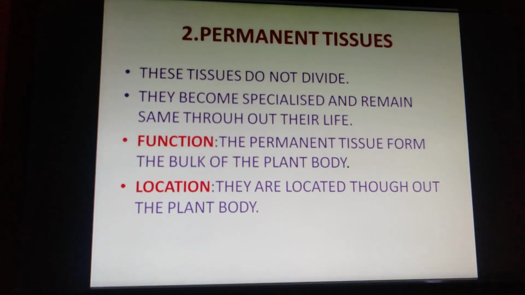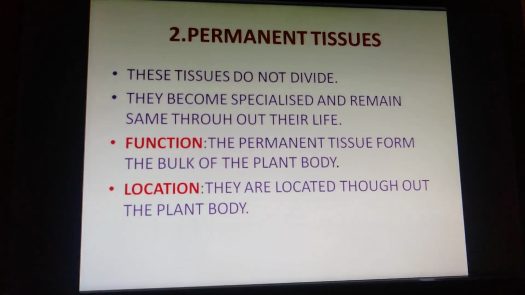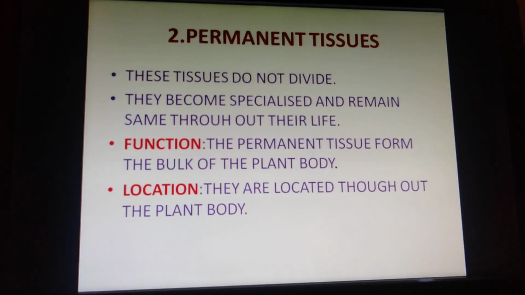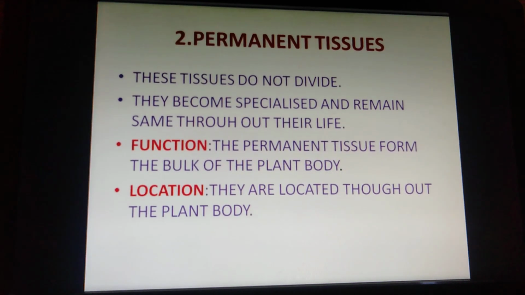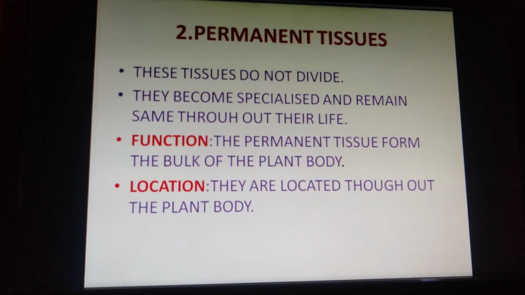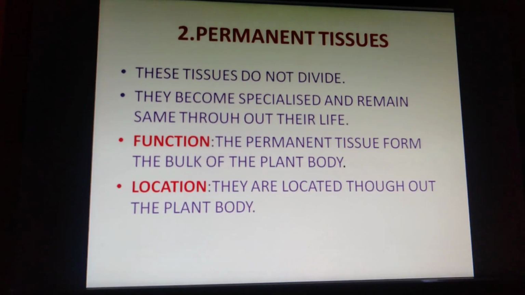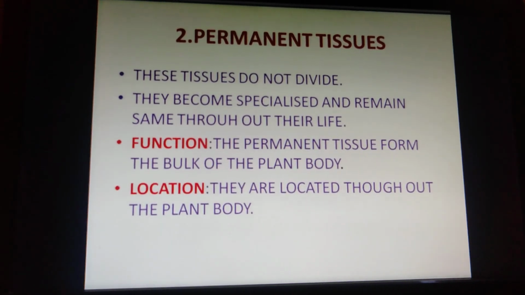So the second one is permanent tissue. Let us discuss permanent tissues. These tissues do not divide. As we have studied, meristematic tissues actively divide, but permanent tissues do not divide. They become specialized and remain the same throughout their life.